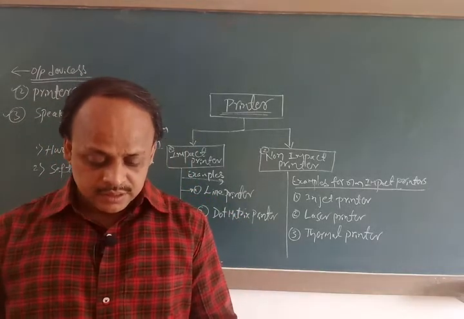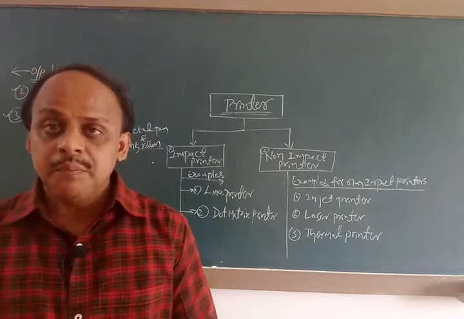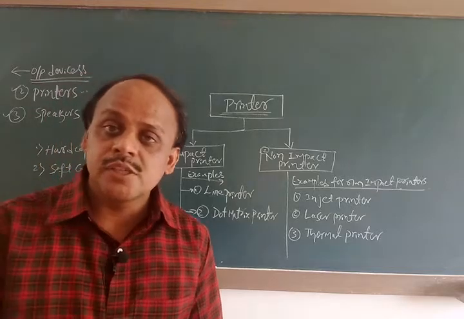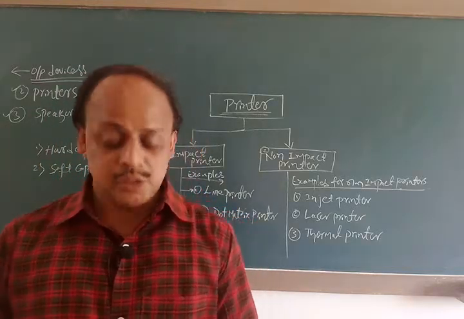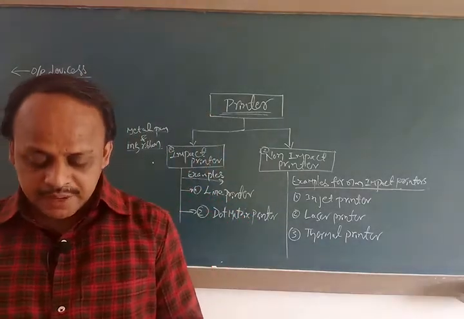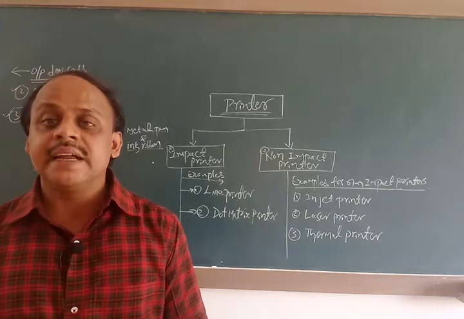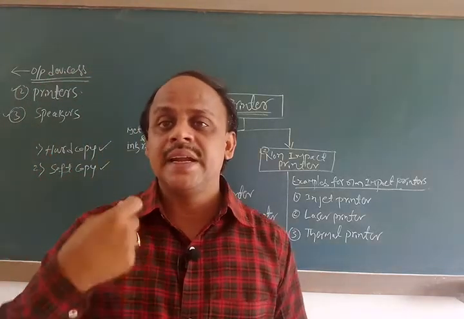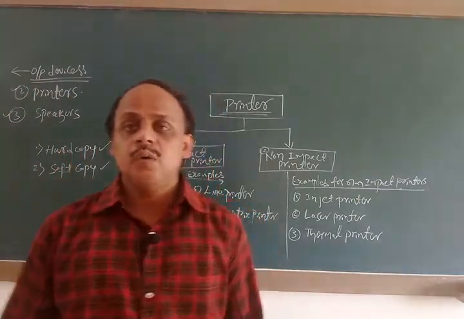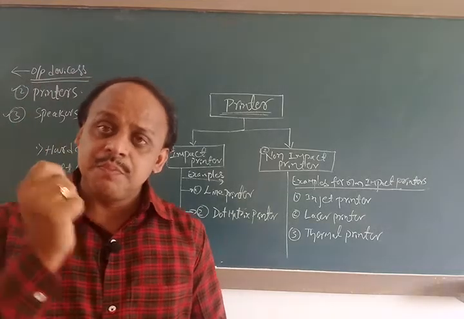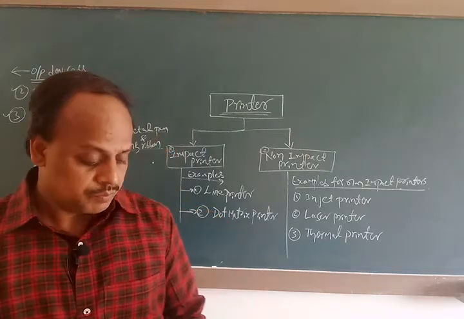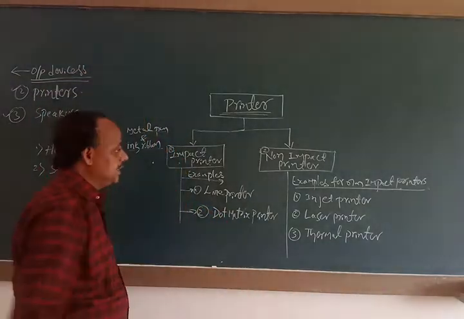And they are mechanical in nature. Impact printers are mechanical in nature. They tend to be slow, means their working speed is slow. And one more point, impact printers are measured in characters per second. How is it measured? Characters per second. How many characters are printed per second? That is the measurement of impact printers.